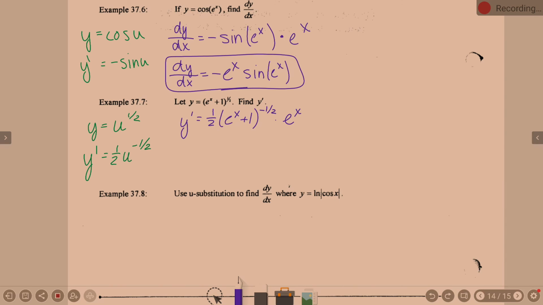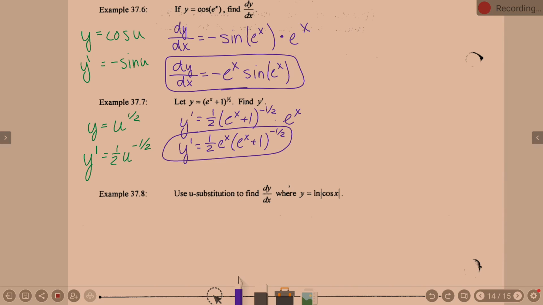Options include pulling that e to the x out front, so 1/2 e to the x times e to the x plus 1 raised to the negative 1/2. That's one option I have written in for answer options. Or we do half e to the x over e to the x plus 1.